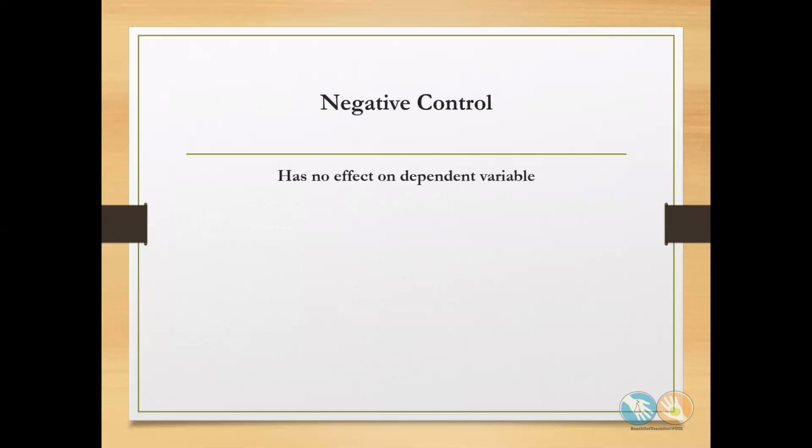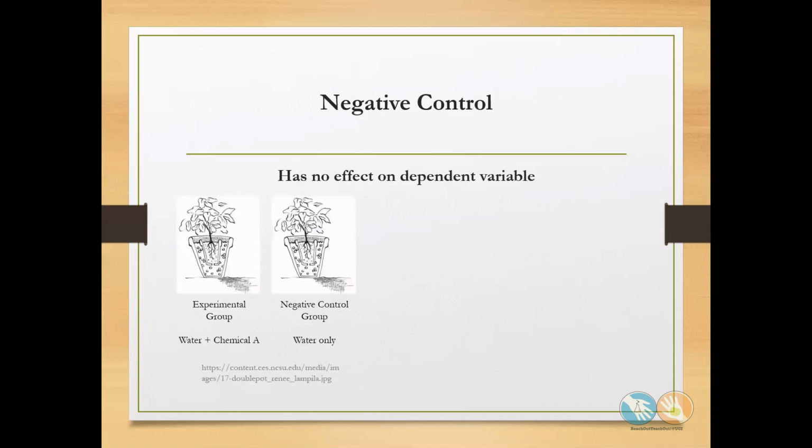The first type of control is a negative control. A negative control is a control that should have no effect on the dependent variable. In our plant growth experiment, for example, we could compare the experimental group, or the group over here that was treated with chemical A, which is dissolved in water, to the negative control group that is untreated and therefore given water without any chemical A. If our hypothesis is that chemical A enhances plant growth, we should see an increase in plant height in the experimental group with chemical A in comparison to the negative control group.